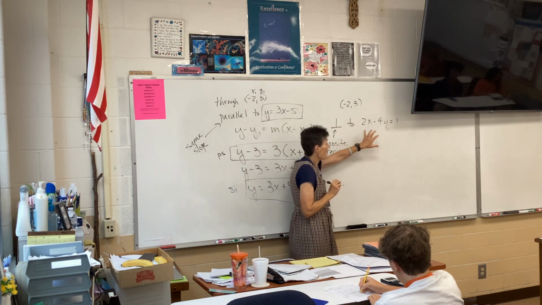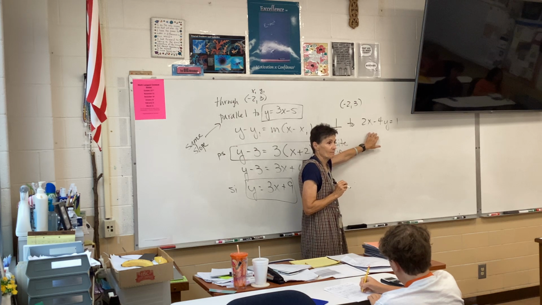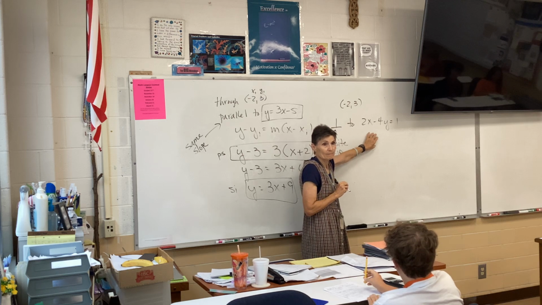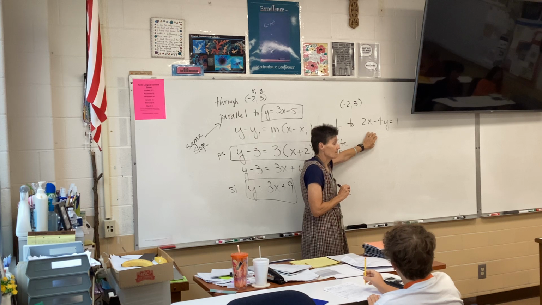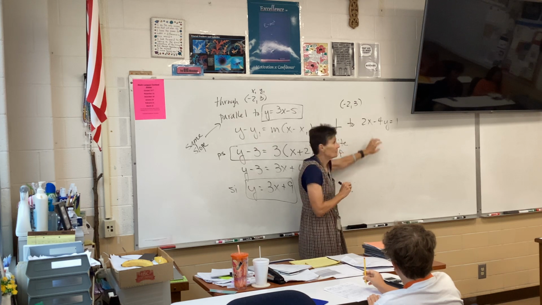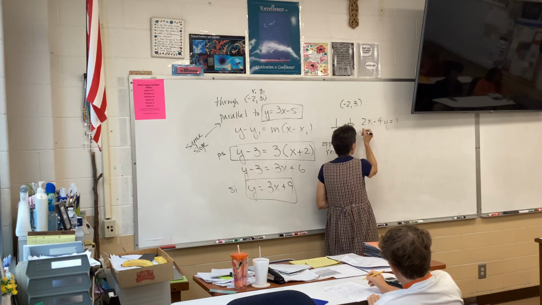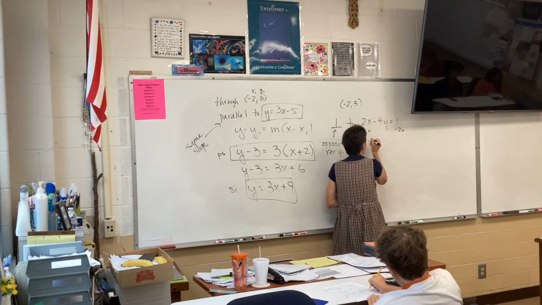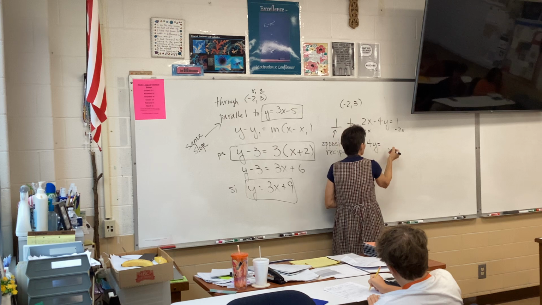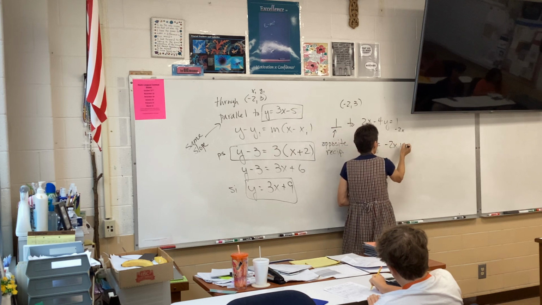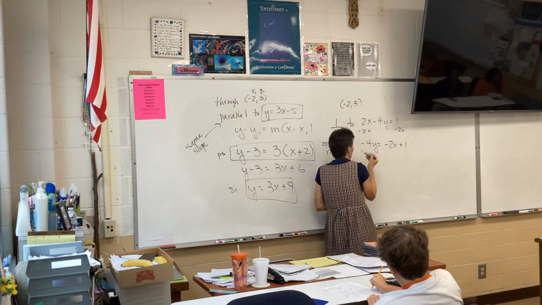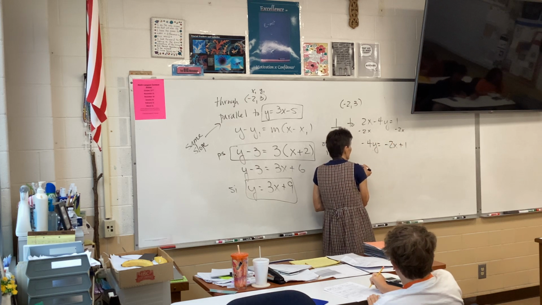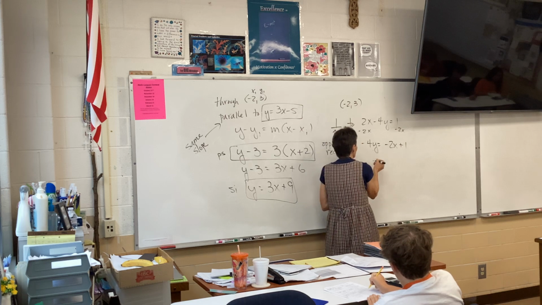All right, now, how do we find the slope of this line? We have to find the slope of this one first. What do we need to do? Get y by itself. To find the slope, get y by itself. So, I'm going to subtract my 2x. So negative 4y equals negative 2x plus 1. So I'm minusing the 2x. Are you with me? And then dividing by negative 4.